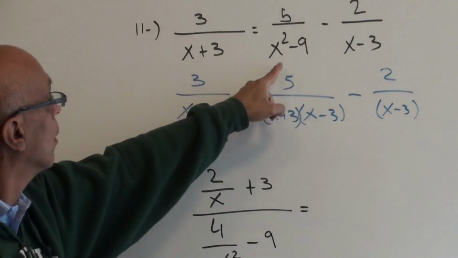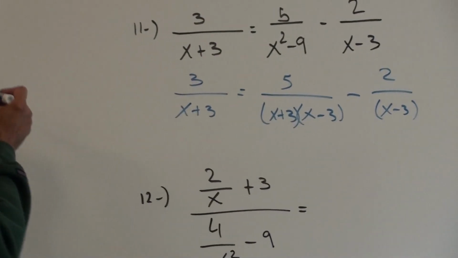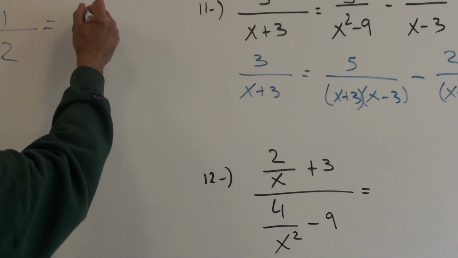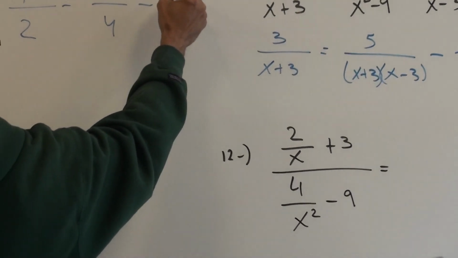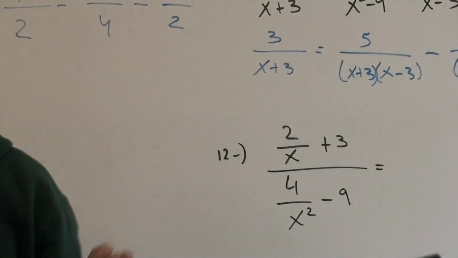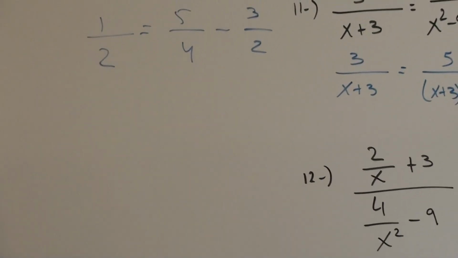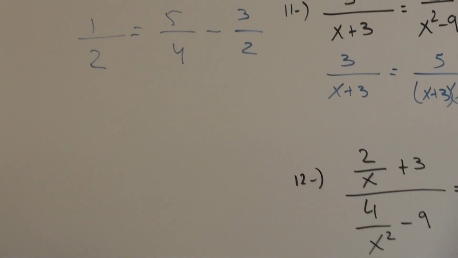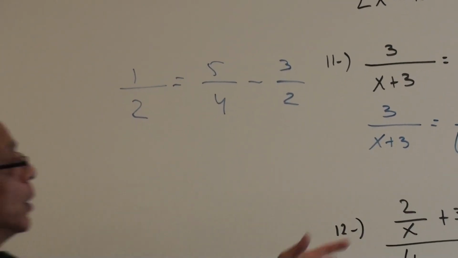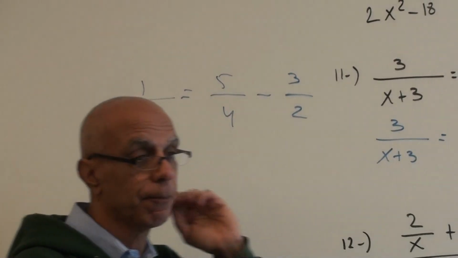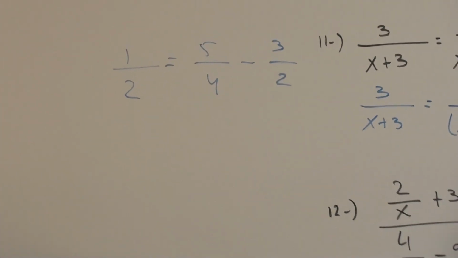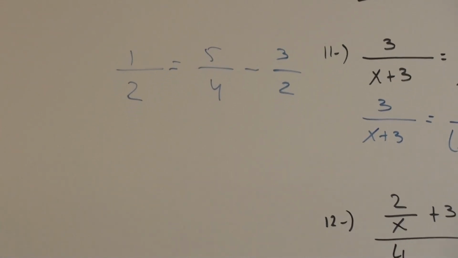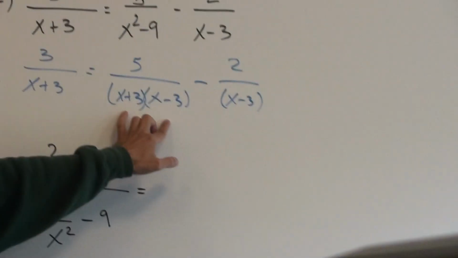But look, this one here. It's like having something like this. Look, 1 over 2 equals 5 over 4 minus 3 over 2. What is the common denominator here, between 2, 4, and 2? What is the common denominator? 4. So what is the common denominator here? x squared minus 9. Yeah? So this one here is the common denominator.